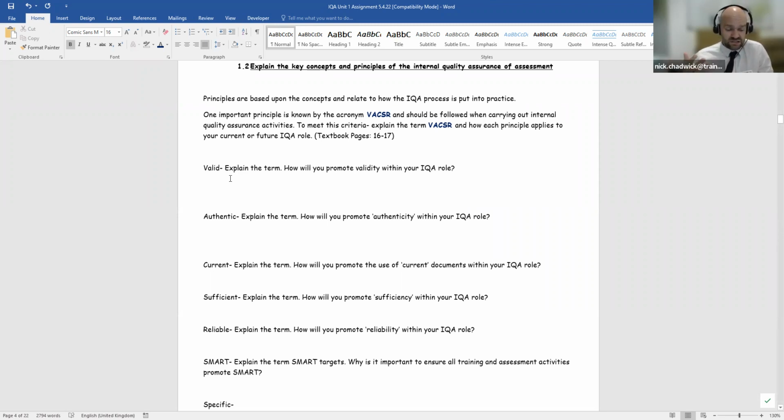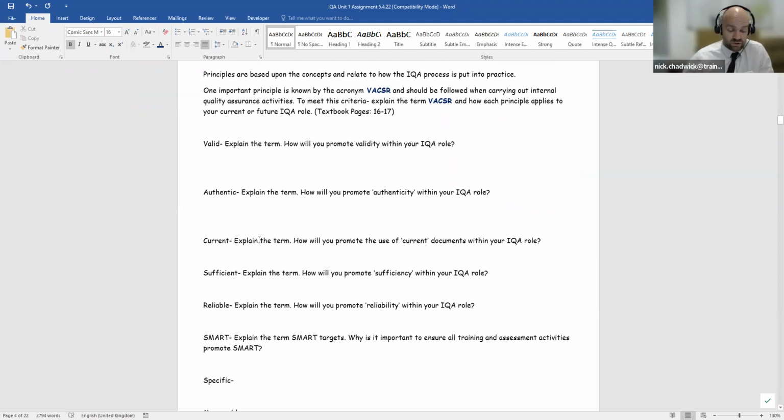So valid, assessor decisions and feedback are relevant to what has been assessed. Authentic, the work has been produced solely by the learner and the assessor has confirmed this. Current, the learner's work is relevant at the time of assessment, as are the assessment records which have been used. Sufficient, the learner's work covers all of the requirements and the assessor records are complete, legible, and accurate. And finally, reliable. The assessment process is consistent across all learners over time and at the required level.